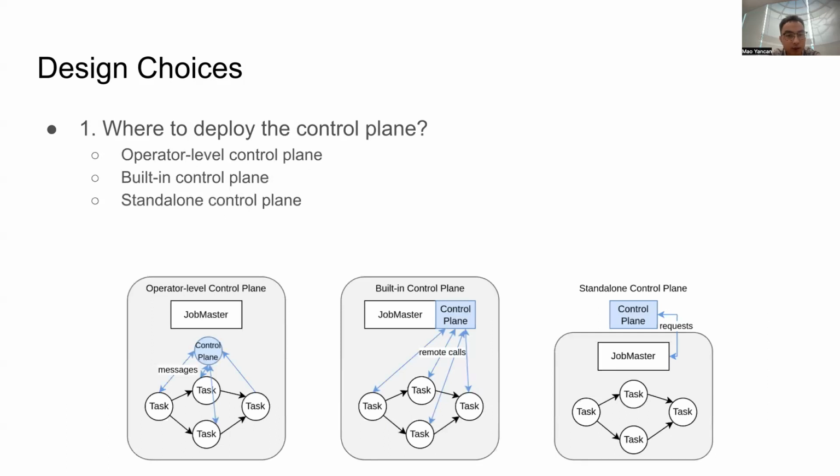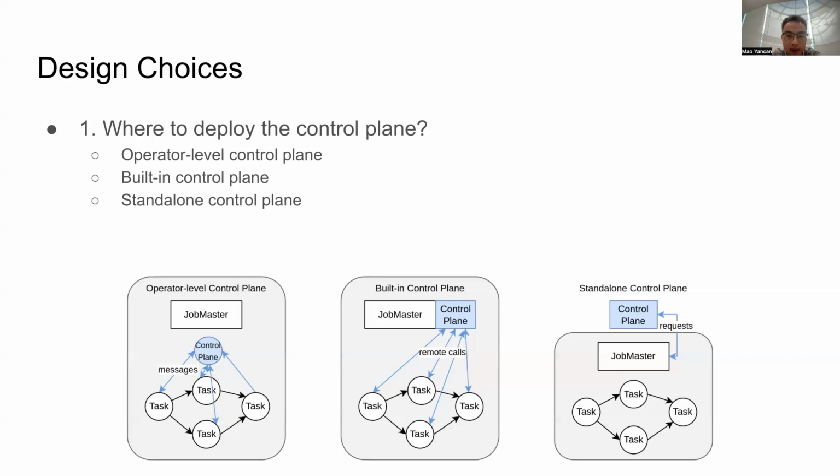For the first question, the control plane can be either, first, deployed as a spatial control operator in a streaming job topology, or second, as a centralized service inside the streaming job, running alongside the job master, or third, as a standalone service running outside of streaming runtime. The first two choices achieve low latency and efficient interaction between control plane and streaming runtime, but require significant modification on the streaming engine source code.